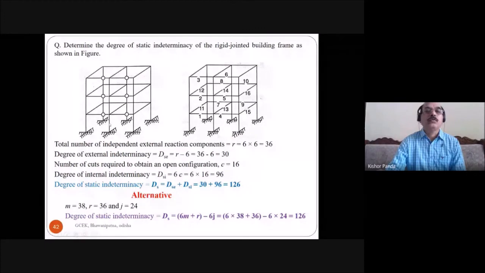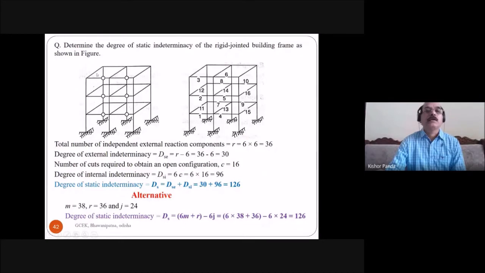1, 2, 3, 4, 5, 6, 7, 8, 9, 10, 11, 12, 13, 14, 15, 16, 17, 18, 19, 20, 21, 22, 23, 24. Joint is 24. Then find out the degree of static indeterminacy. DS is equal to 6m plus R minus 6j is equal to 126.